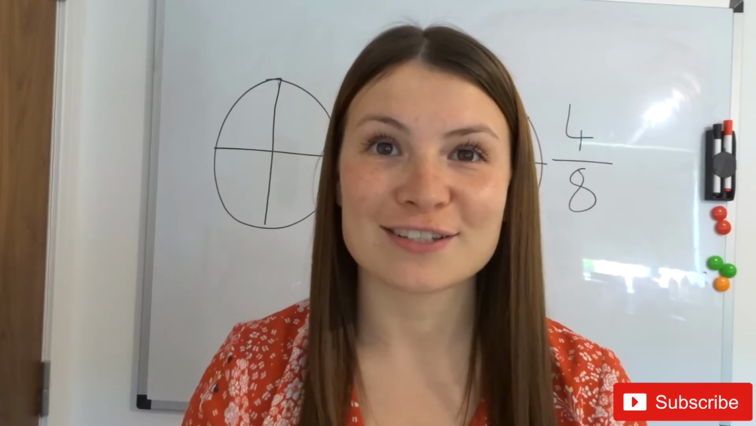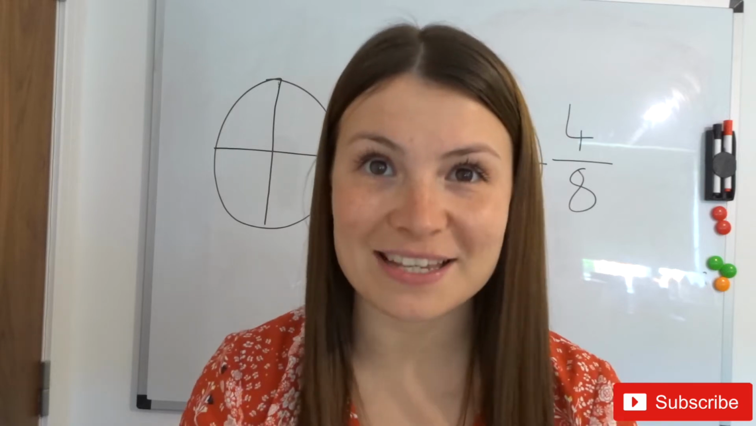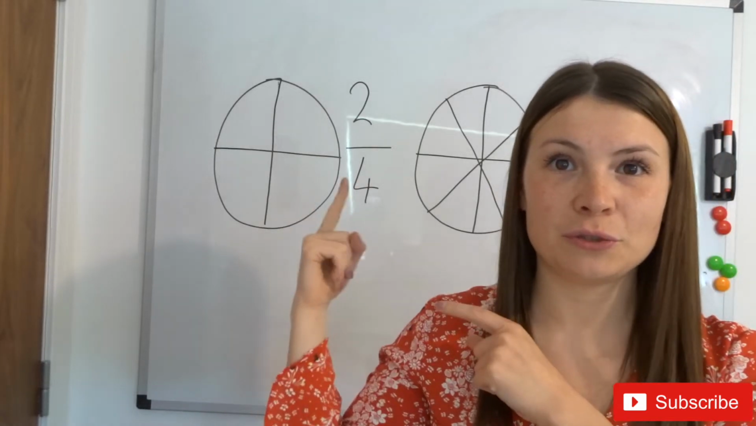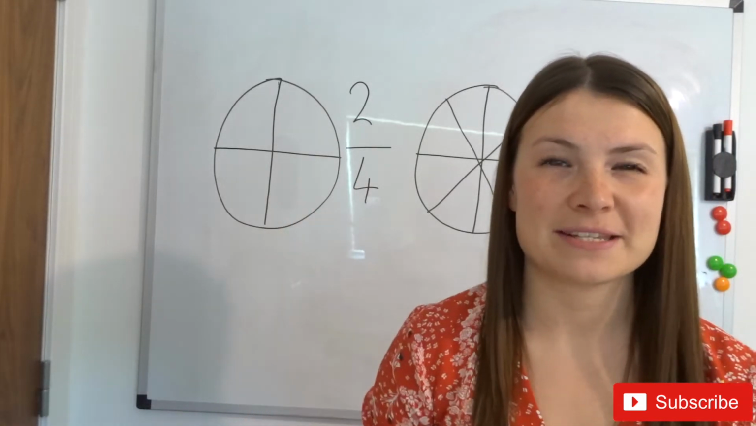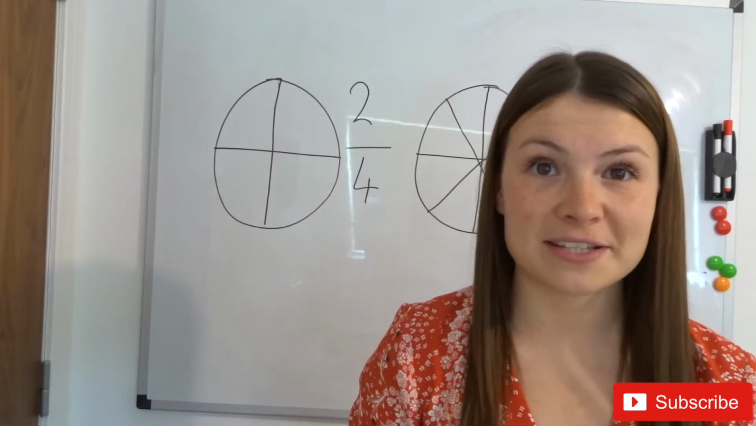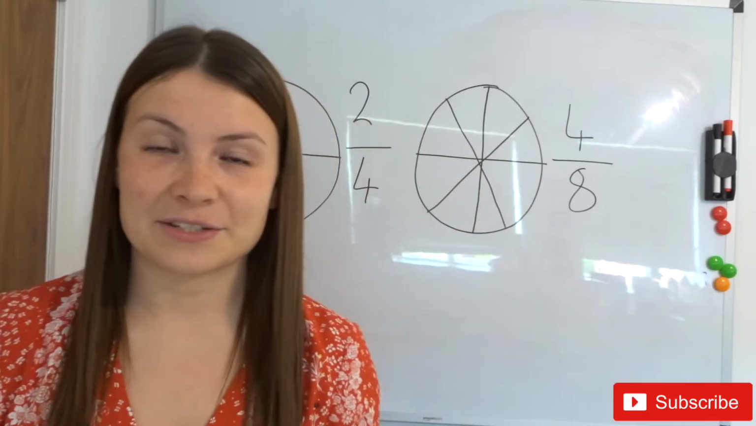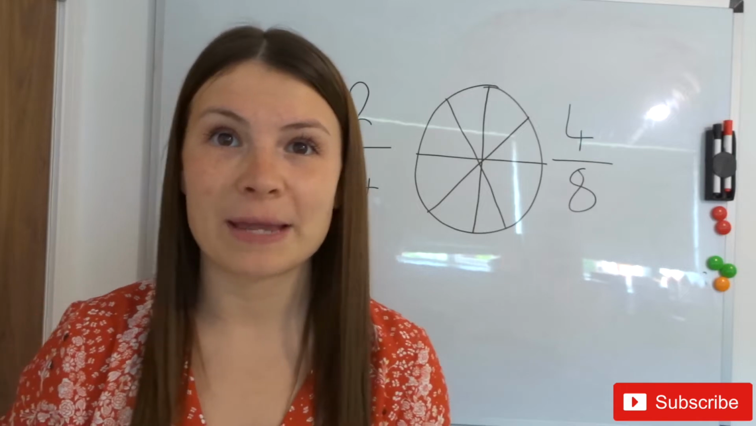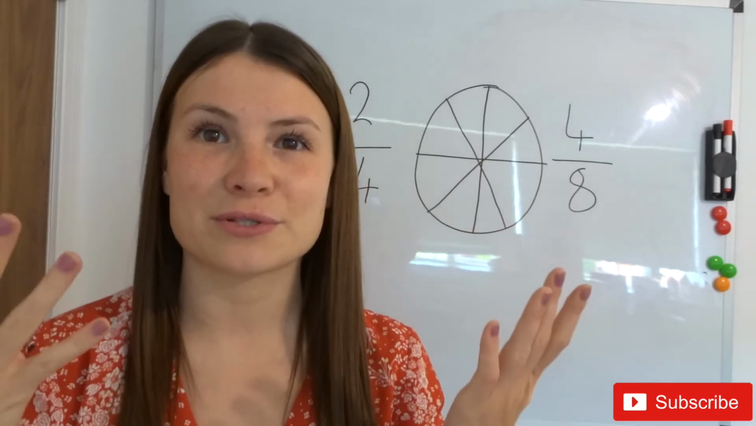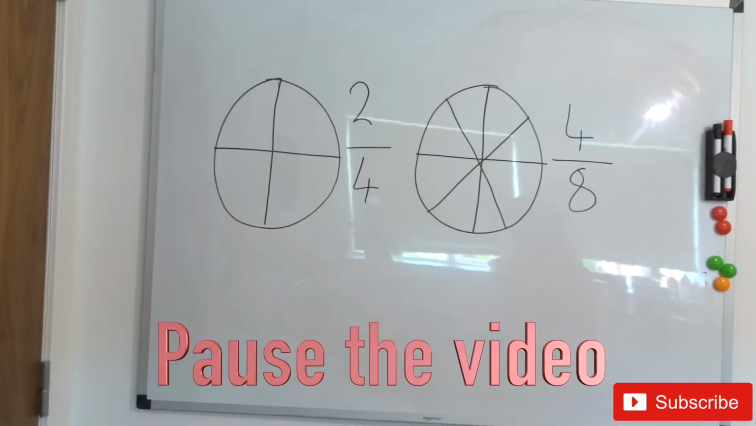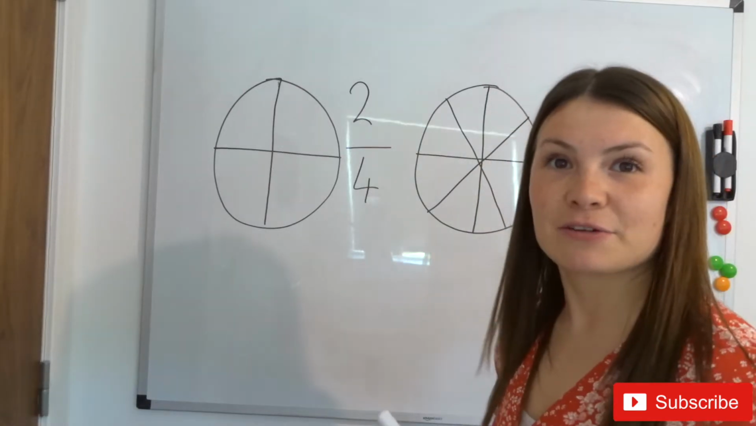Just like the last task, I have drawn 2 pizzas on the board. This time I have eaten 2/4 of my pizza. So I've eaten 2 parts of my 4 pieces. My friend, however, has eaten 4 parts of 8 pieces. Draw them on your piece of paper, figure out who's eaten the most, or have we eaten the same? So let's work it out, shall we?